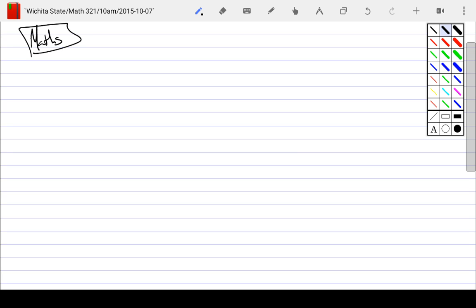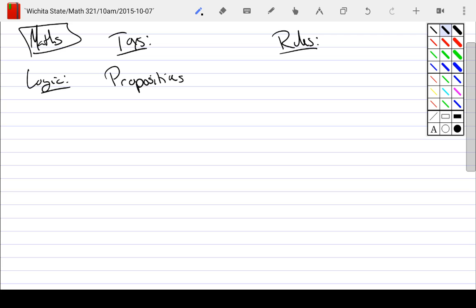We've been doing maths and that whole idea of toys and rules. We started off our class with logic. And what were the toys? Starts with a P. Propositions, things that we declare to be true or not, right? These sentences. What were these rules? We had things like and, or, and then, etc.